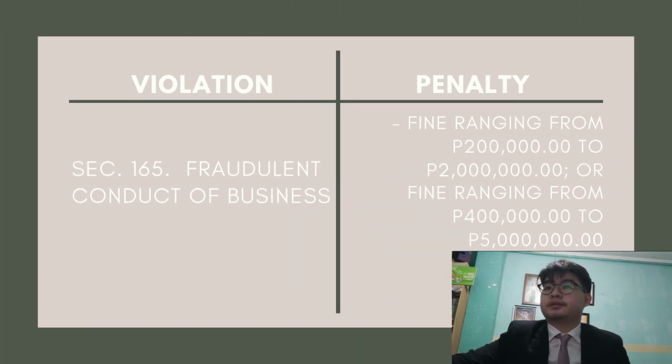Section 165. Fraudulent conduct of business. A corporation that conducts its business through fraud shall be punished with a fine ranging from 200,000 pesos to 2 million pesos. When it is injurious or detrimental to the public, it is a fine ranging from 400,000 pesos to 5 million pesos.